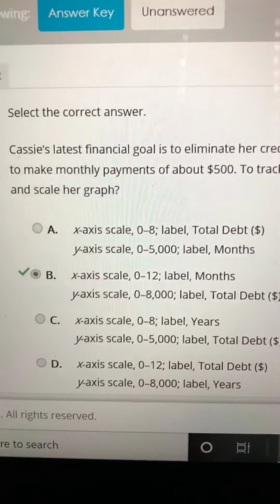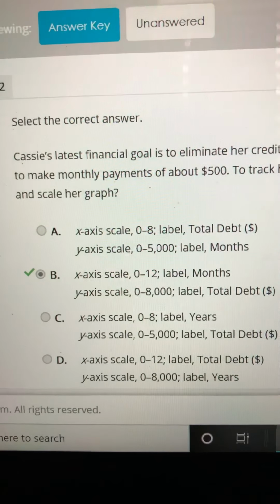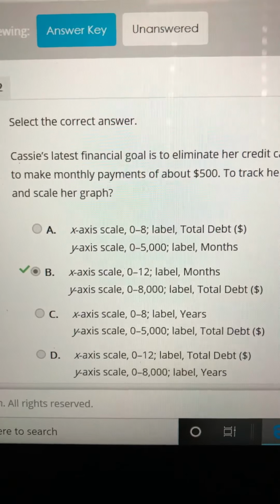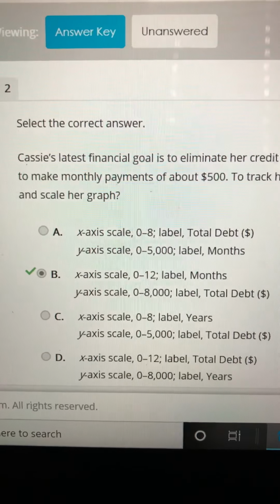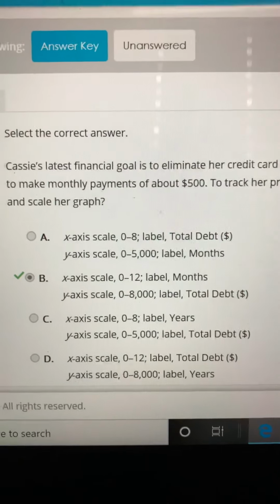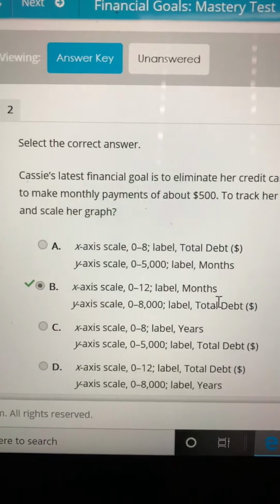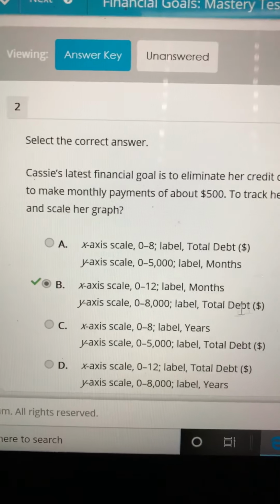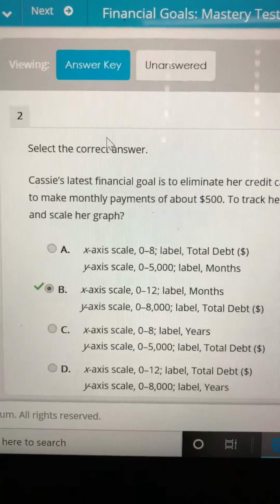Okay, on the x-axis, she should label months. So 0 to 12, there's 12 months in a year. On the y-axis, it should be from 0 to 8,000, labeled as total debt. So the debt depends on the months. So the months goes on the x-axis, total debt goes on the y-axis.